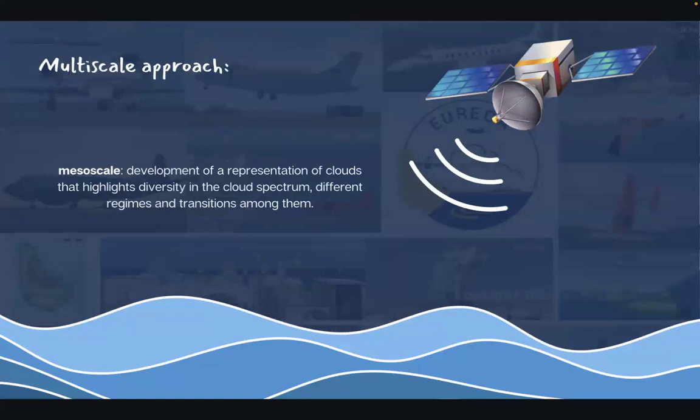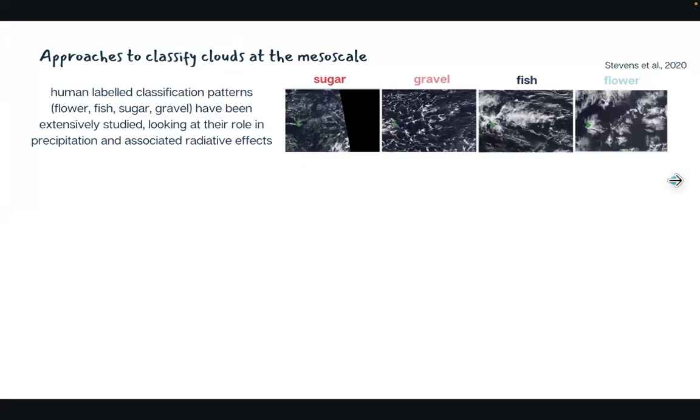So what we did is basically to develop a representation of the clouds that highlights the different cloud spectrum regimes, and how one can go from one regime to the other. This is nothing new in reality. There is a lot of literature, and I'm not presenting here all the literature that is available on this topic. I'm just mentioning the work from Stevens et al., because a lot of research was done after this work to characterize these patterns that were identified.